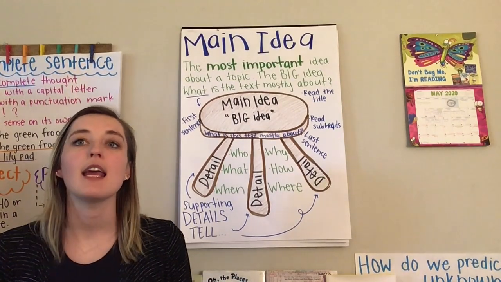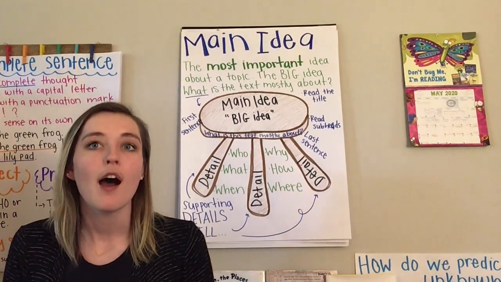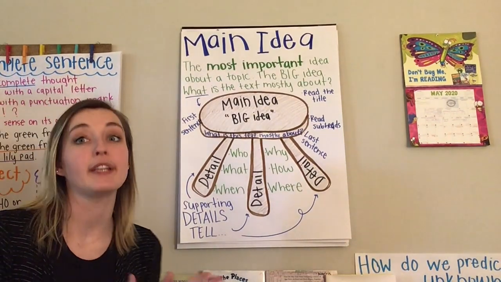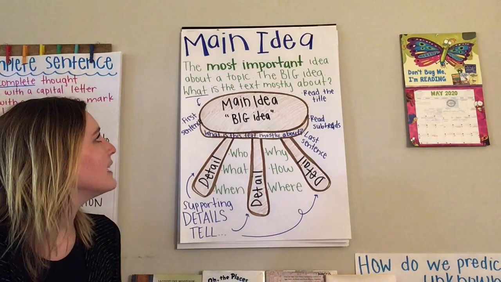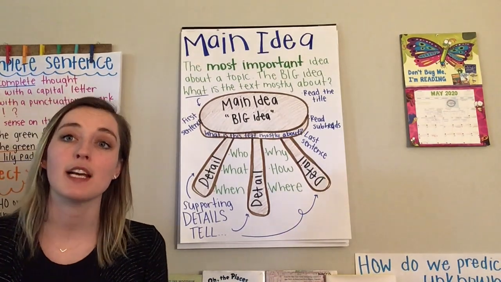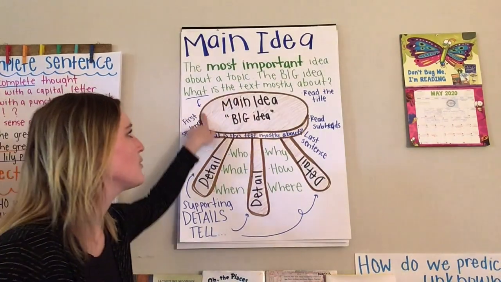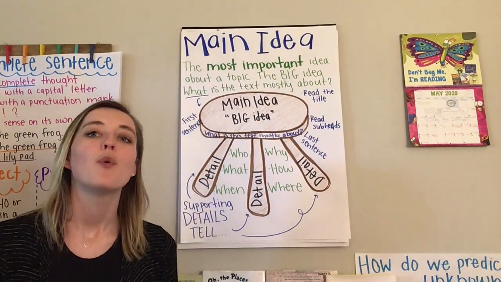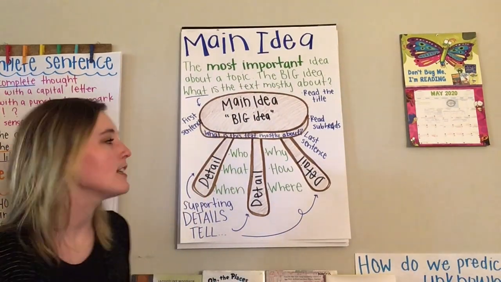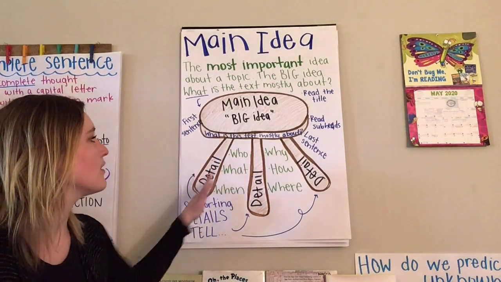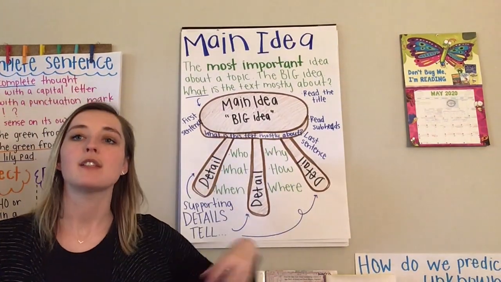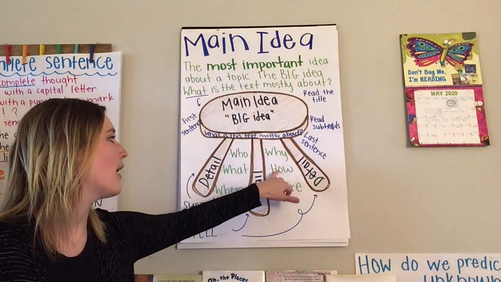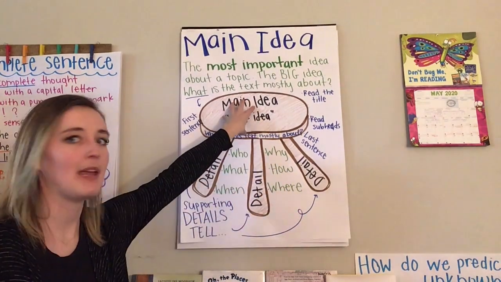A main idea is the most important idea about the topic that you're reading on. So it's the big idea and it's the question, what is the text mostly about? So when we're looking at our stool, the main idea is right here. What is the text mostly about? What we have to support the main idea is called small key details, which are the legs that support the stool. So what details, who, what, where, when, how, why, create the main idea.